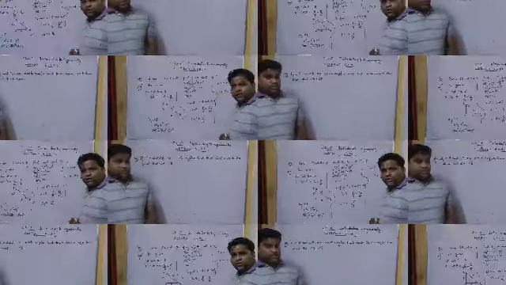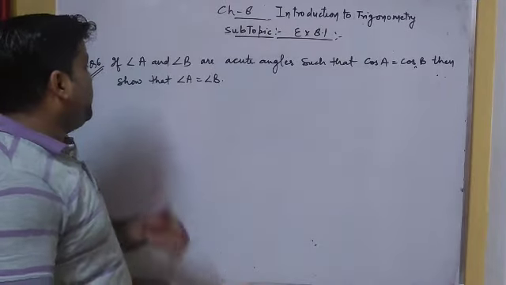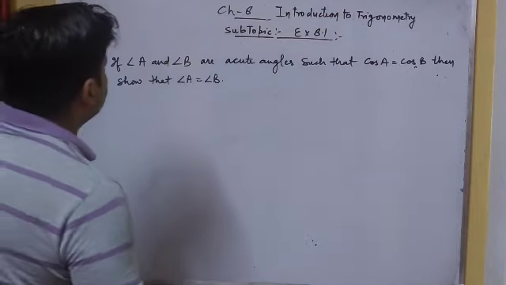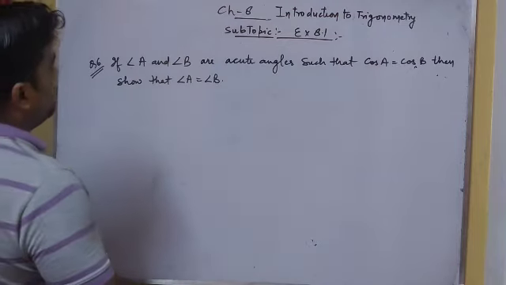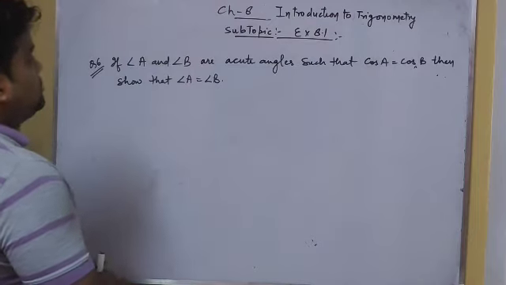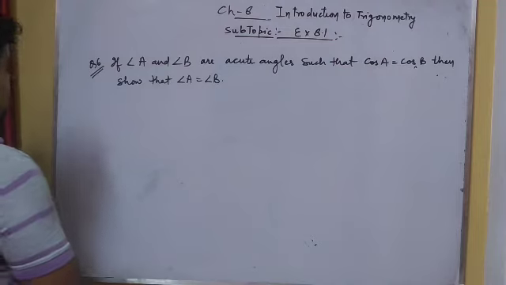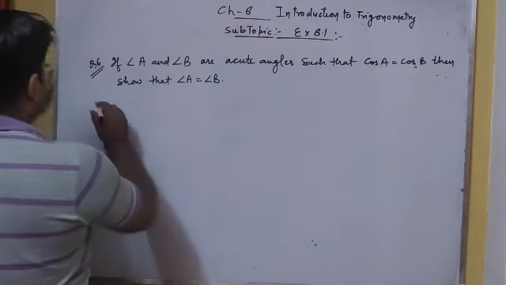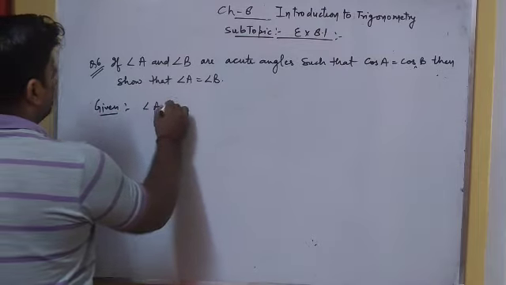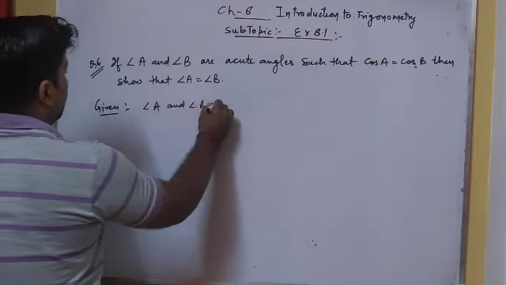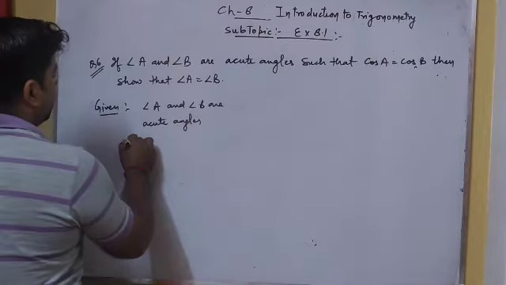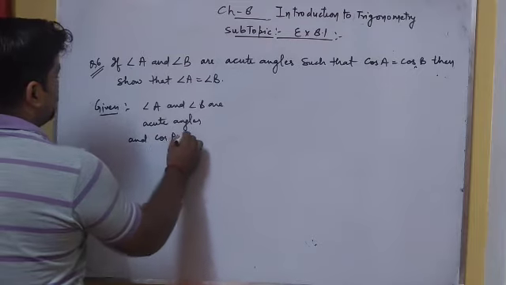Let us come to question number 6. If angle A and angle B are acute angles such that cos A is equal to cos B, then we have to show that angle A is equal to angle B. In the question we are given that angle A and angle B both are acute angles and cos A is equal to cos B. So we have to show this. First of all we write the given: angle A and angle B are acute angles, and we are given that cos A is equal to cos B.